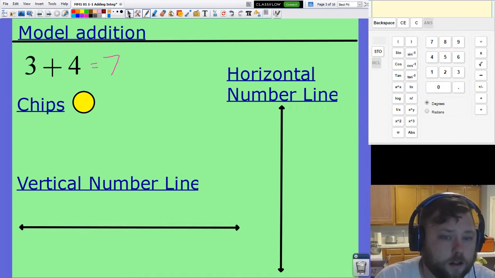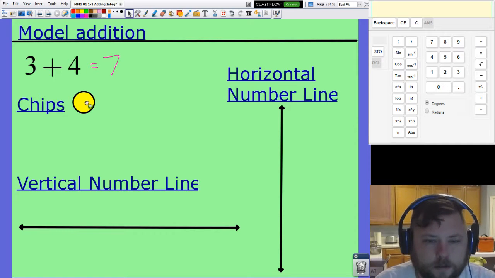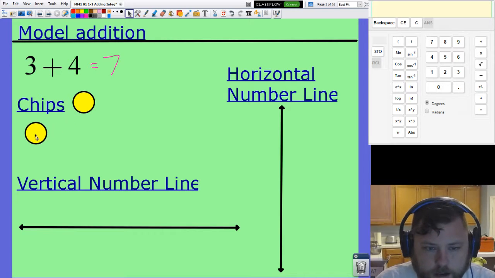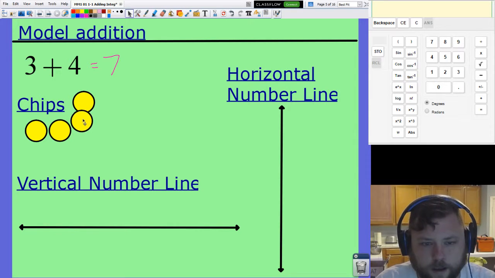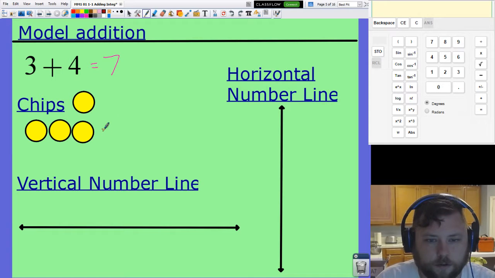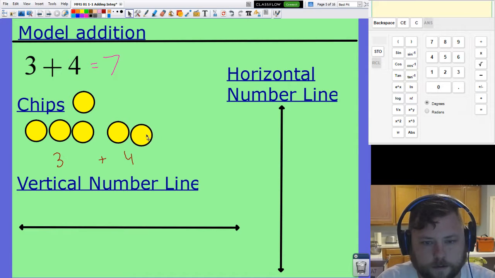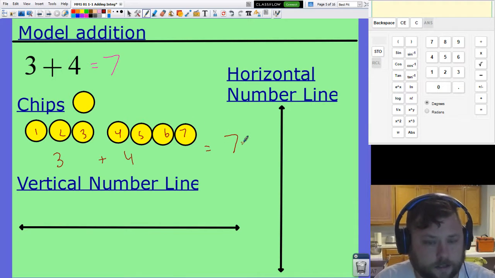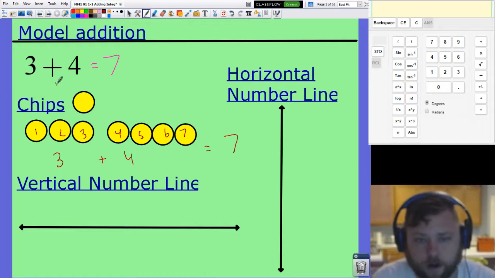So one way we can model 3 plus 4 is through chips. They call them flip chips. So I'm going to model 3 plus 4 this way. A 3 is just pulling out 3 chips. So that's your 3. And then when you add 4, you're going to pull out 4 more chips, like this. So adding those up, how many chips do you have? Well, you have 1, 2, 3, 4, 5, 6, 7. So your answer is 7. This is just another way to model 3 plus 4.